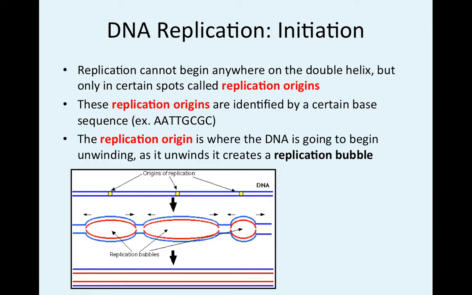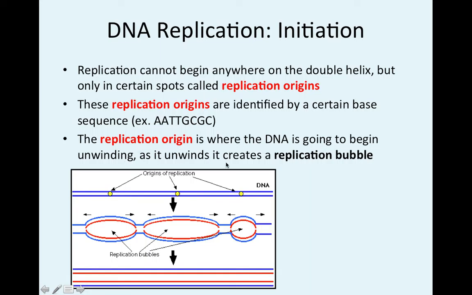so we can duplicate our DNA much quicker. Now, the replication origins are identified by a certain base sequence. Within this sequence, you're going to have a certain series of letters. These are not the actual letters, but this is an example. A certain series of letters tells the DNA that this is a replication origin. Then I'd have that same series of letters here, here, and here, and that would tell the DNA where to start replicating.